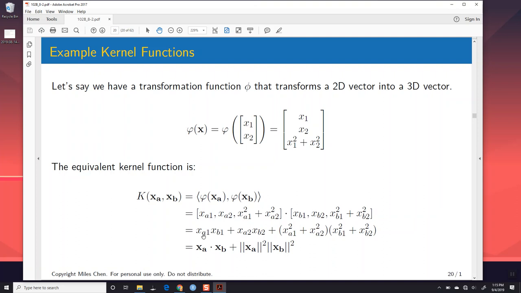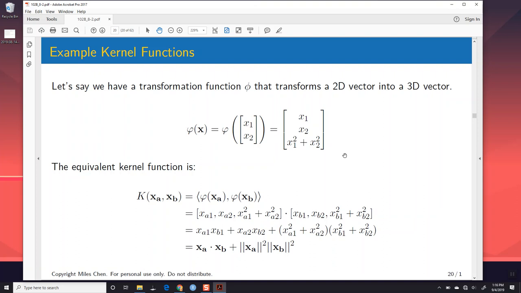And if we take the inner product of this, this is equivalent to having xa dotted with xb and the norm of xa squared times the norm of xb squared. And so this kernel function is equivalent to applying this transformation and taking the inner product of the transformation. Inner product just means dot product.